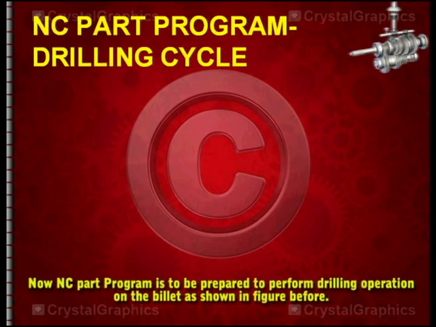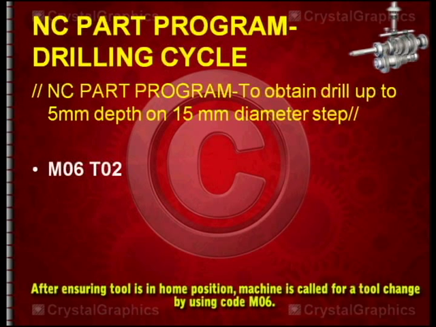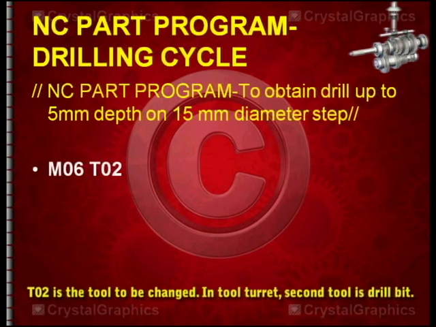Now the NC part program is to be prepared to perform the drilling operation on the billet, which is shown in the figure before. This is the program to drill up to 5 mm depth on the 15 mm diameter step. M06 T02. After ensuring the tool is in home position, the machine is called for a tool change by using code M06. T02 is the tool to be changed. In the tool turret, the second tool is the drill bit.